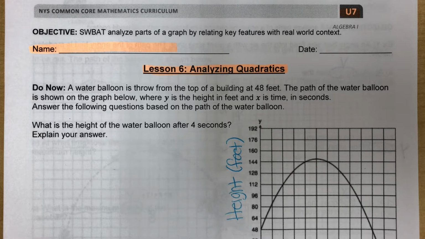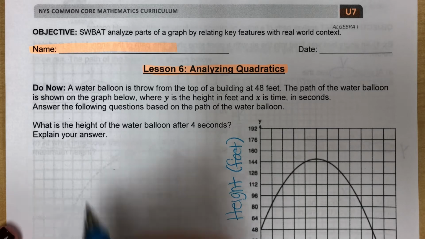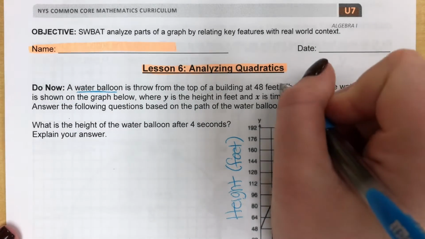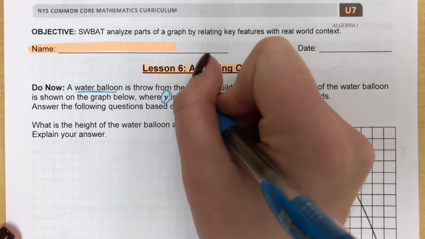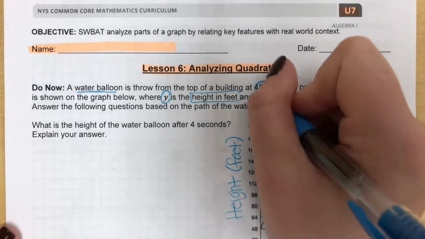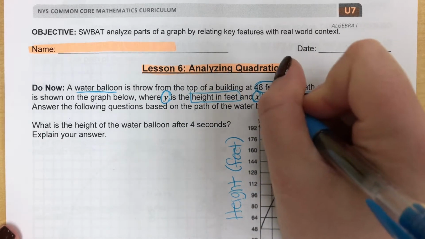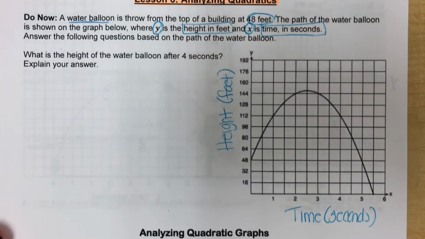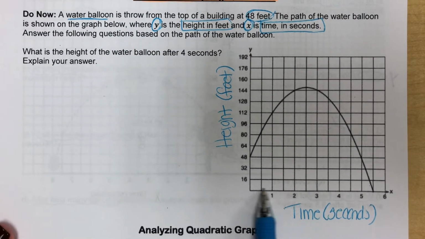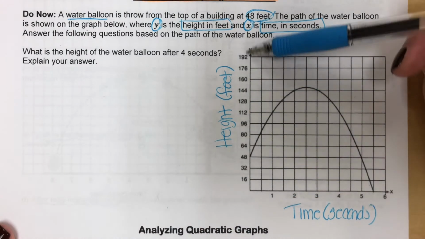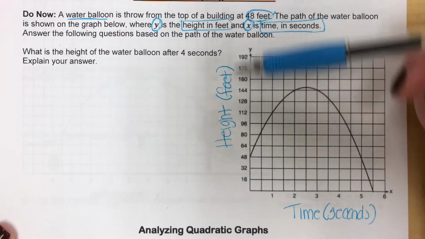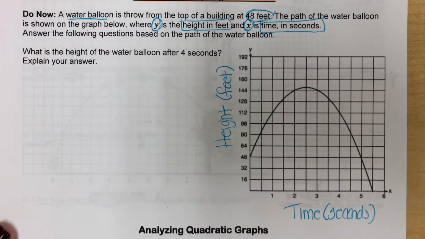So before I actually read the question, I want to make sure that I'm identifying all my key information that I just read in that first chunk of the question. So it says that a water balloon was thrown from a height of 48 feet. It also tells me that y is going to be the height in feet, and that x is going to be the time in seconds. Now, I've already labeled my graph where the x-axis represents time in seconds, and that comes right from the question. And I know that y represents the height in feet, so again, I labeled that as well. So you guys should be adding this to your notes.